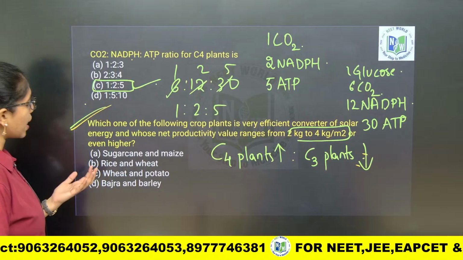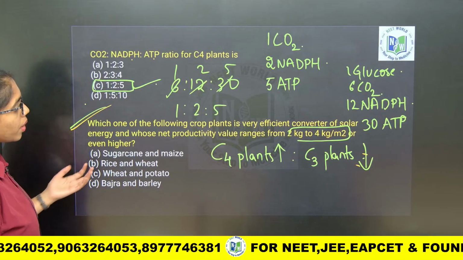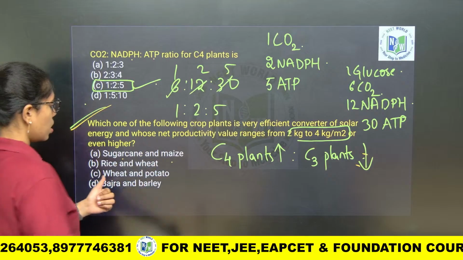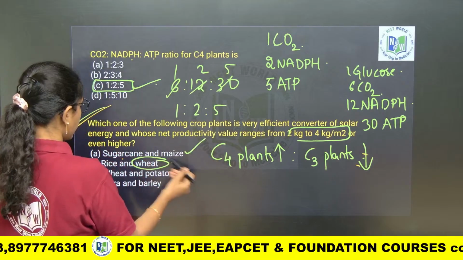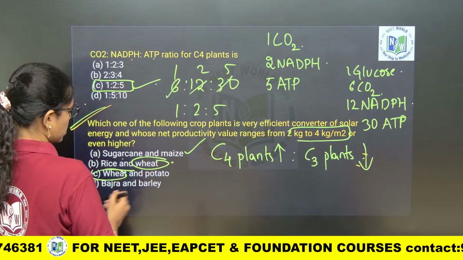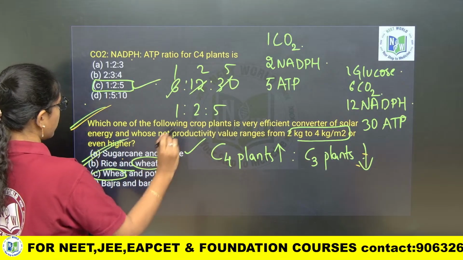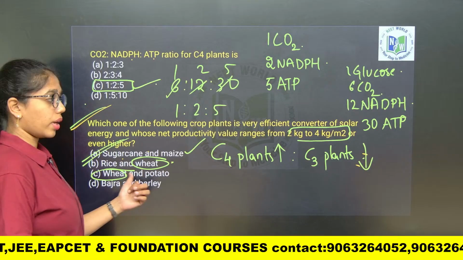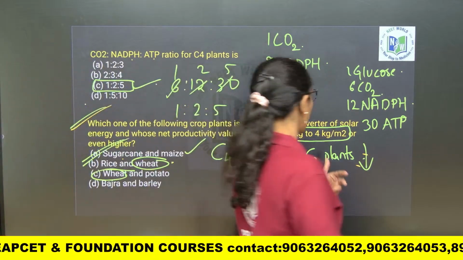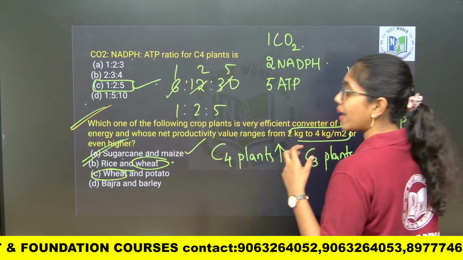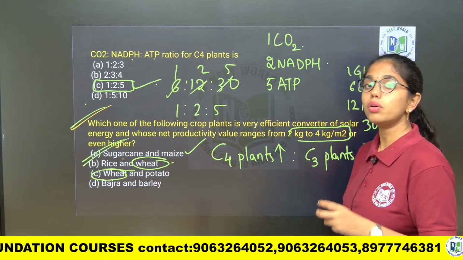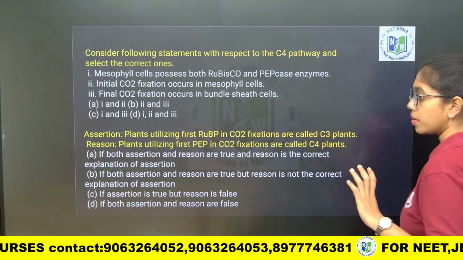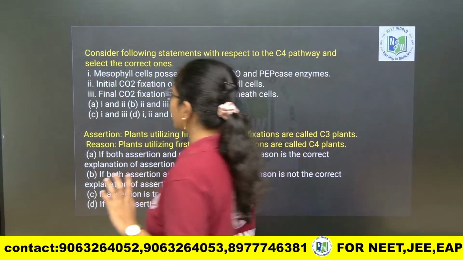So in this case, what options you have to choose, beta? Yeah, which one? That is sugarcane and maize. Yes. Wheat is again C3, yes. So here the option will be A, C4 plants. Okay, in these plants the net productivity or the conversion of solar energy will happen completely without photorespiration. Clear, beta? Next.